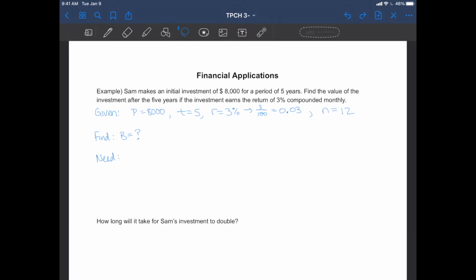Okay, so what do we need? We need this formula. So I went ahead and copied it here. And I'm just going to go ahead and replace everything that we know and then use my calculator to solve.